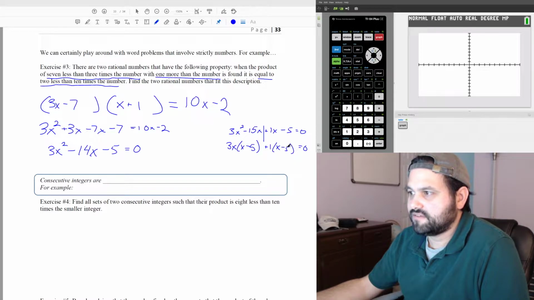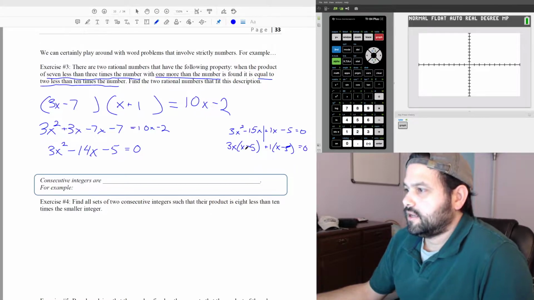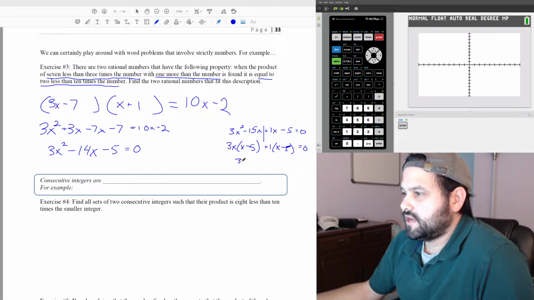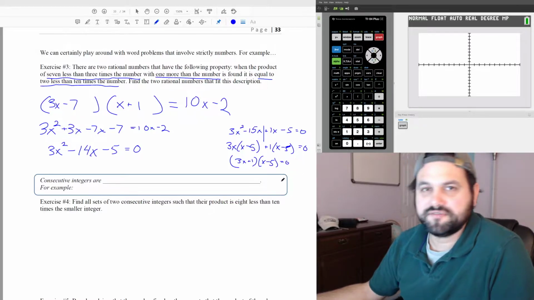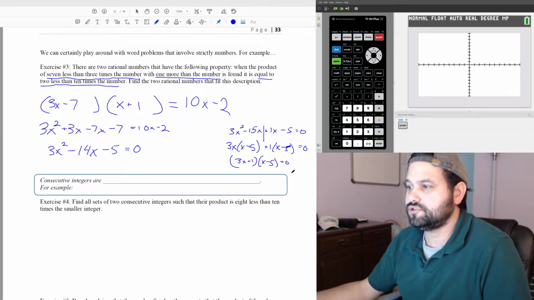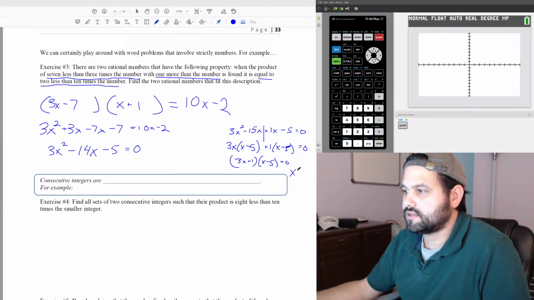Oh, there goes my 5 again. Let me fix the top of that 5. 3x plus 1, x minus 5 is my factored form, which makes my solutions x equals -1/3, and x equals 5.